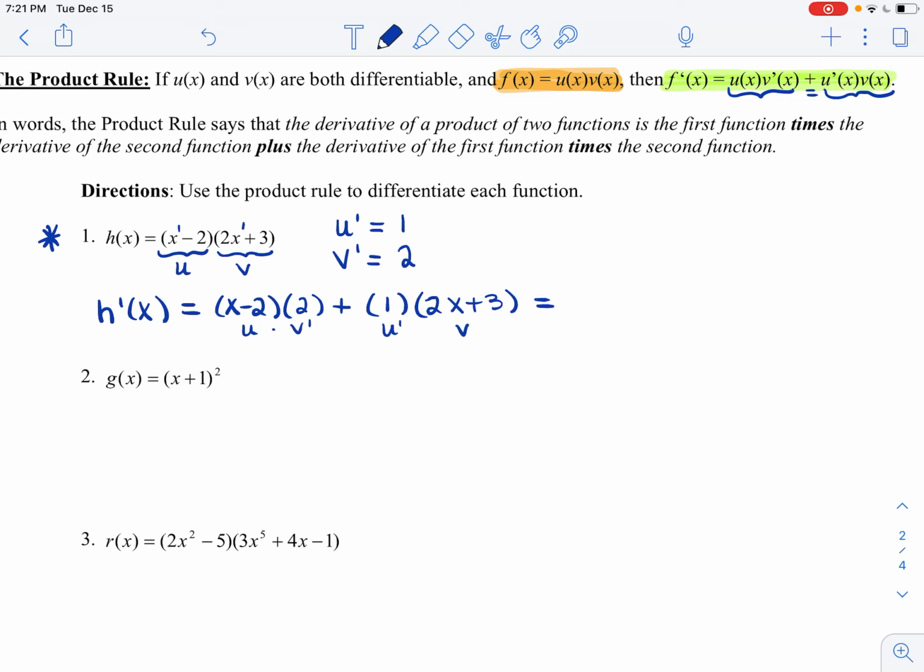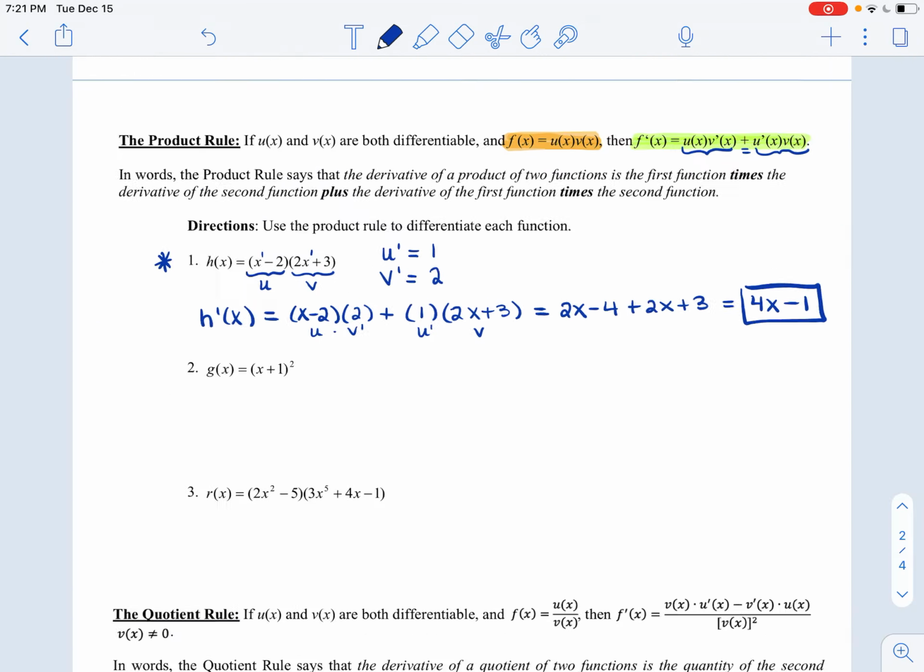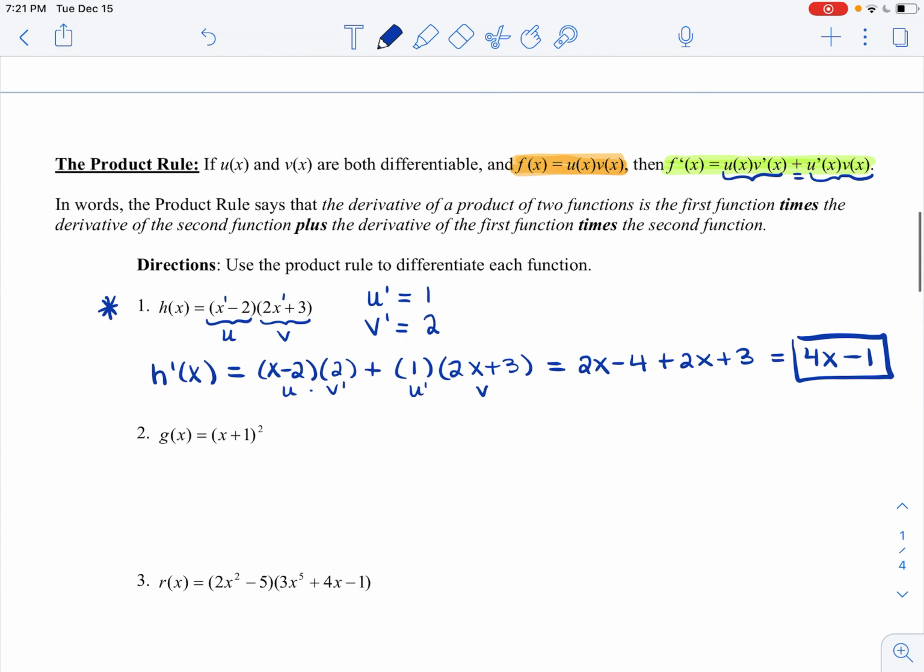So now I'm going to simplify this. If I distribute the 2 into the x minus 2, I would get 2x minus 4 plus 2x plus 3. Since we're just distributing a 1, let's combine like terms. We get 4x minus 1. And if we go back to our warm-up, we also got 4x minus 1.